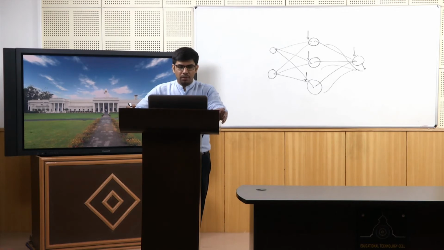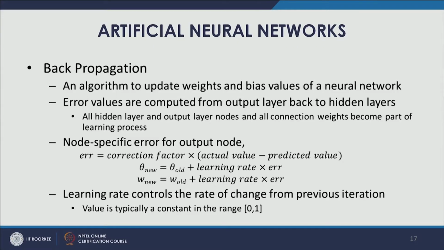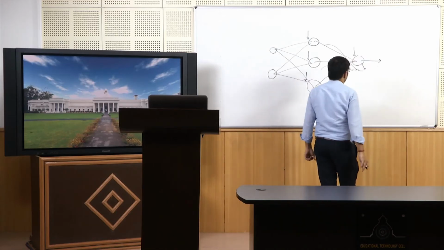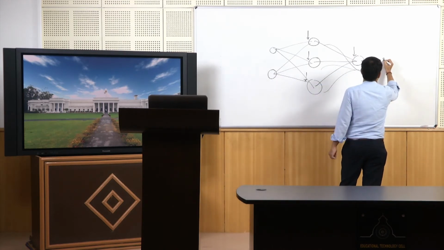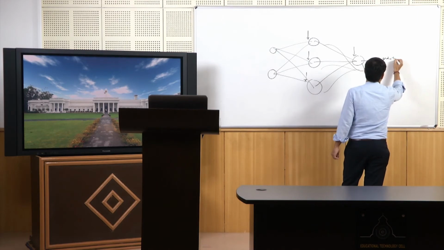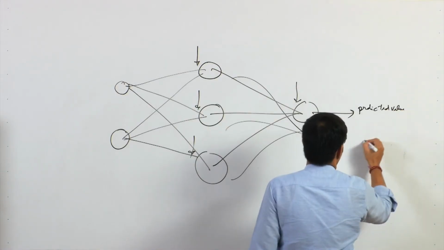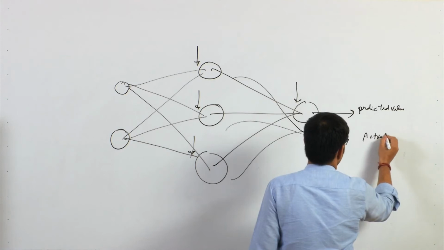So we have a correction factor that is multiplied to the predicted error, that is actual value minus predicted value. So this is prediction error. This prediction error is going to be computed here. The predicted scores, the output value that comes from this particular output node, is going to be the predicted value as we talked about in the previous lecture, and now we will have the actual value.